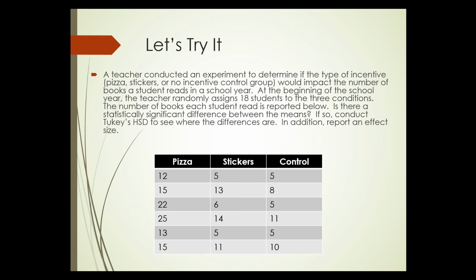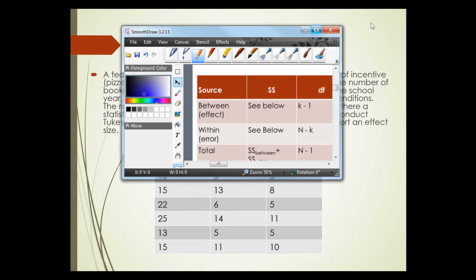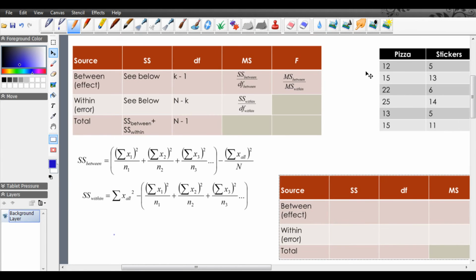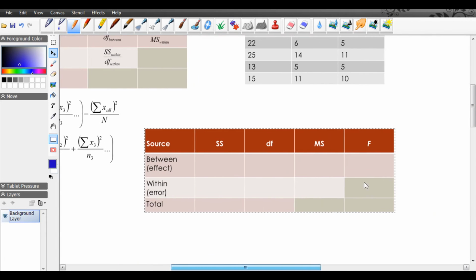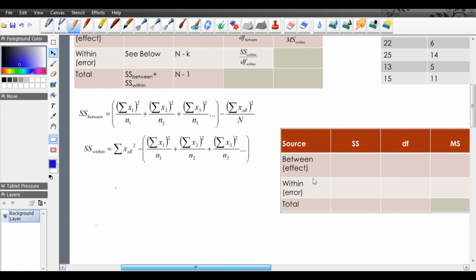So first step is to take down the ANOVA table. So you want to create an ANOVA table that looks like this, right? Because we're going to need to fill in this ANOVA table. So we take down the ANOVA table.